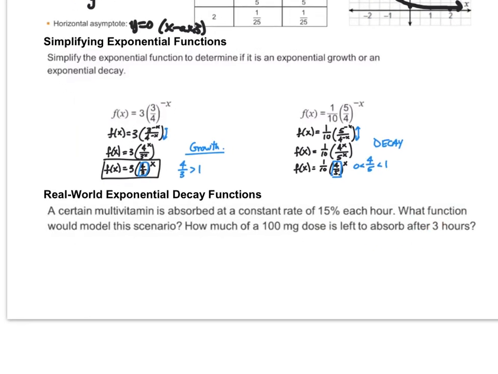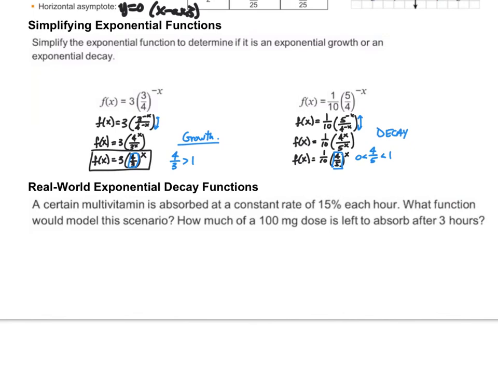So here's what we've got, all right? This problem's a little bit weird because the numbers don't necessarily tell you exactly what to do. So what happens is a certain multivitamin is absorbed at a constant rate of 15% each hour, all right? So that's a little bit different, okay? And the reason we have to think about what would happen here is this.